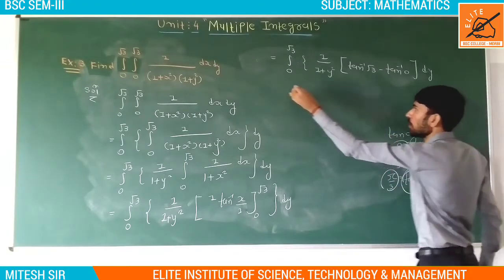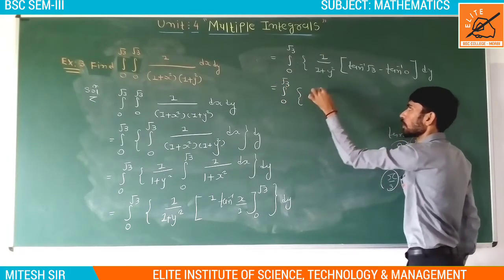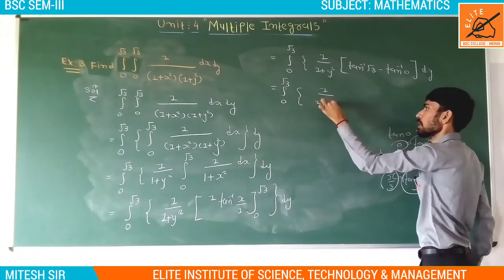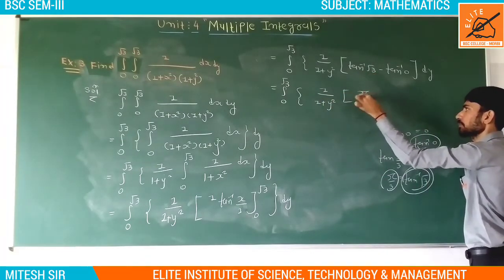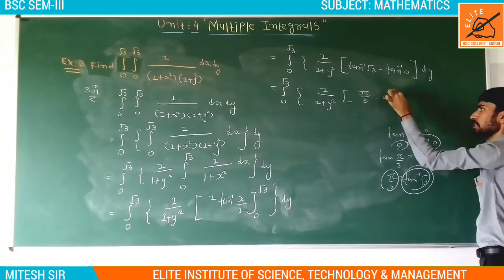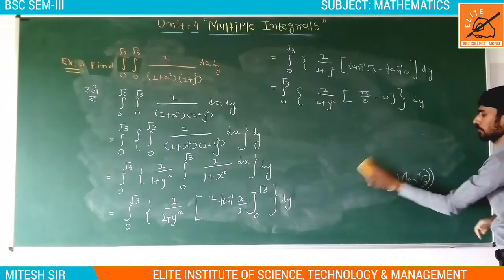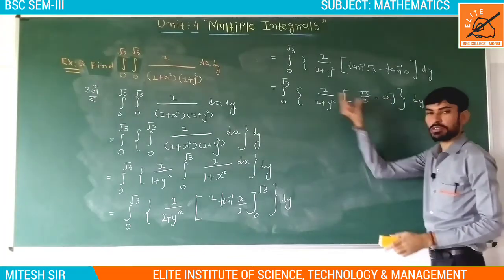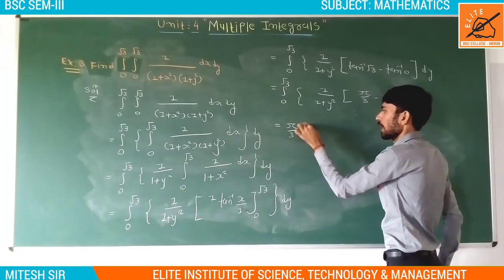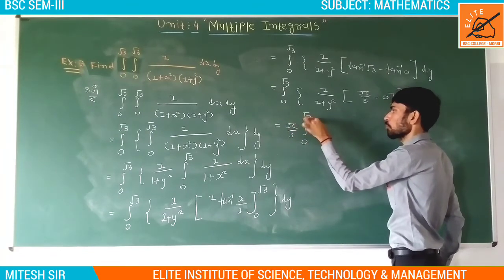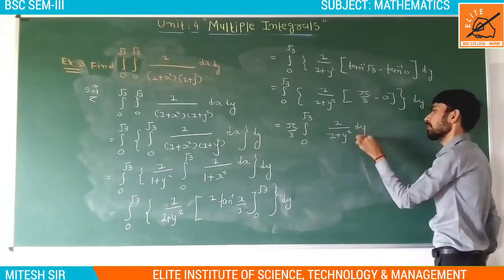So here we substitute the values. Integration 0 to root 3, 1 upon 1 plus y square. Tan inverse root 3 is pi by 3, tan inverse 0 is 0, into dy. Now pi by 3 is a constant, take it outside of the integration. Now just remaining is integration 0 to root 3, 1 upon 1 plus y square dy.